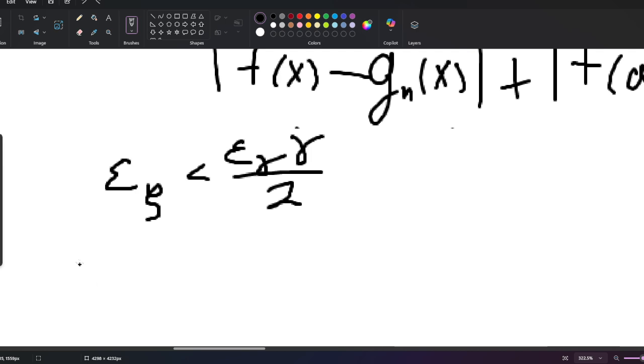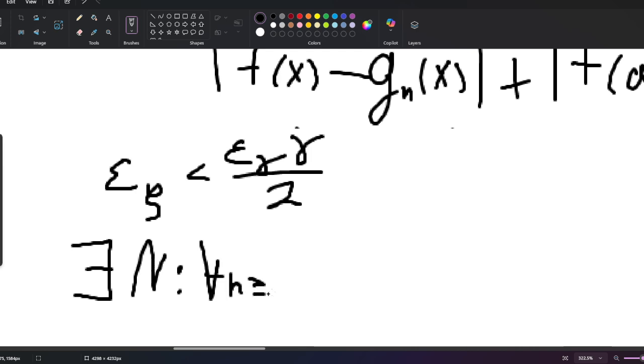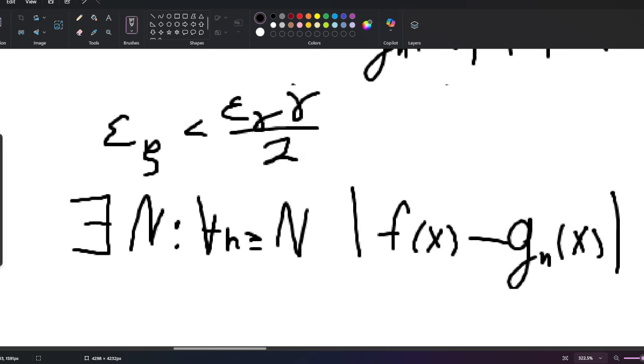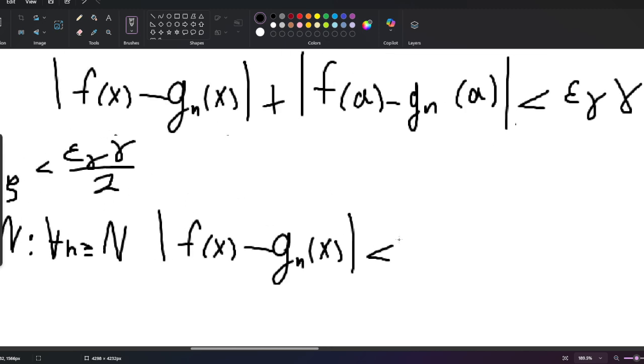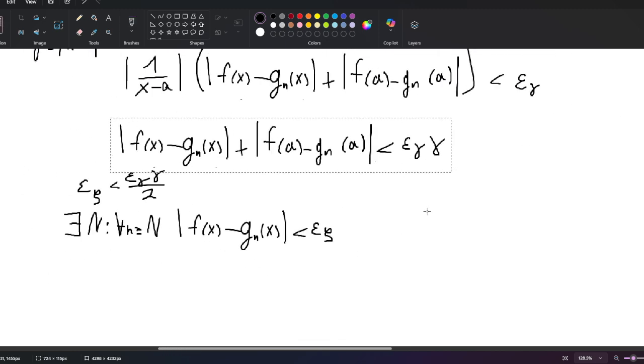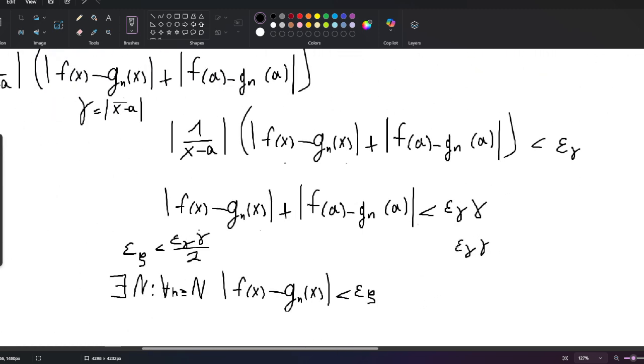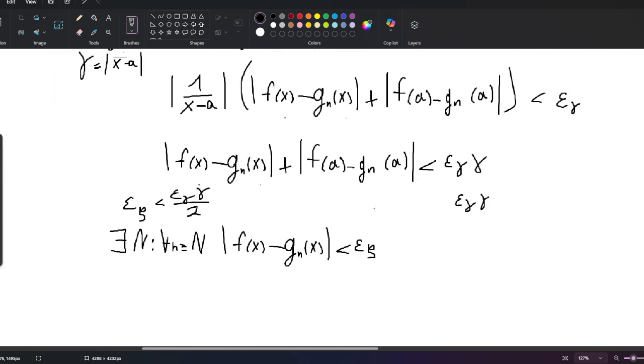And let's pick some n such that for every n greater than or equal to capital N, this thing is going to be less than epsilon theta. This would imply that this is going to be less than epsilon gamma times gamma. So indeed there exists an n such that this is going to be less than epsilon gamma gamma.